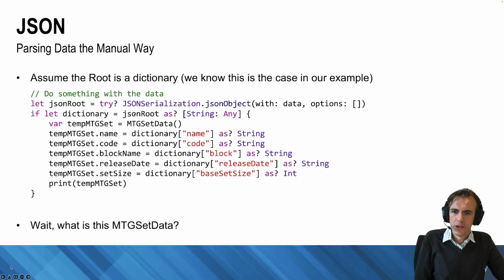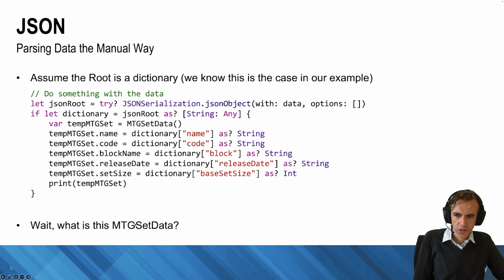So the next thing we do is we try and cast our JSON root to be a dictionary with the key string and the value any. And we do this as part of optional binding here, where we say let dictionary. That might fail. If it fails, then we could have some error case down here as an else. Assuming it succeeds, we create some intermediate object, some structure or class instance, and then we can ask the dictionary for a particular property, and we can try casting it to the value we think it should have. In this case, a string, a string, a string, a string, and an int. And then once we've done that, we have an object that we can use in our code.